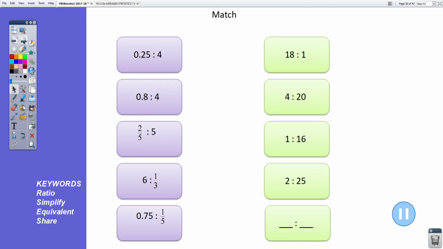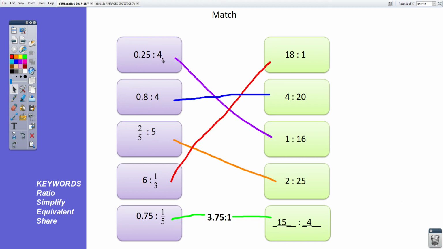Okay, let's see how everyone's done. 0.25 to 4. If we multiply this by 4, we get a full one, 1 to 16. 0.8 to 4. If we multiply this by 5, we get 4, and 4 times 5 is 20, 4 to 20. 2 to 5. If we multiply this by 5, we get rid of the 5 on the bottom, giving us 2. This times 5, 2 to 25. This one, multiply this by 3, we get 1 on the top. This by 3 gives us 18, 18 to 1.